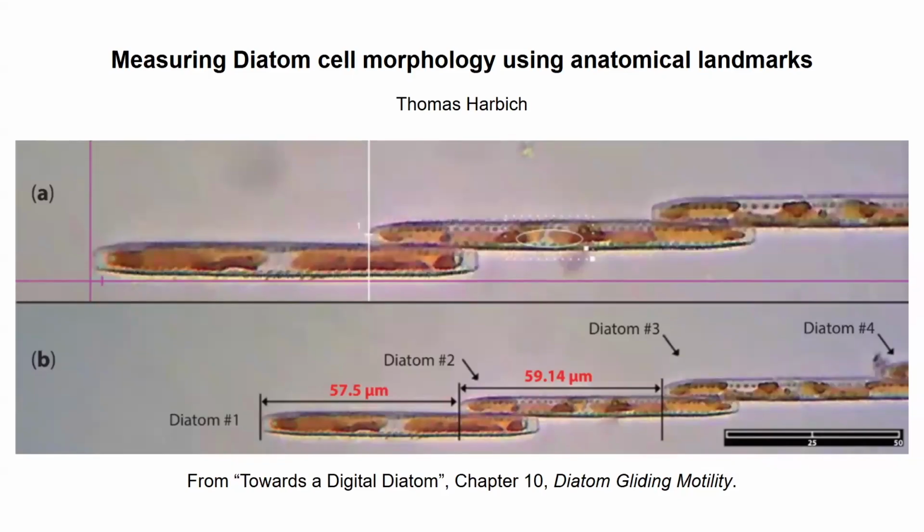But then for diatom 2, there's a little bit of variation. It's 59.14 microns. So it's a little bit different. And you should expect that kind of variation. That's something we need to keep in mind when we're building our model, that you don't always have the same distance. And of course, microns are a very small measurement.